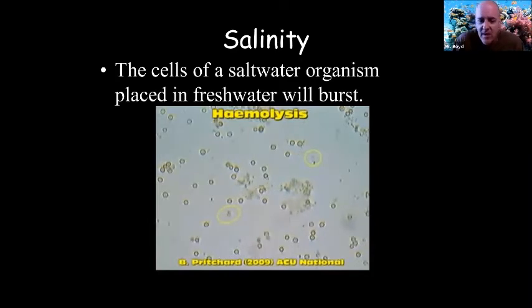Salmon live part of their life in the ocean, part of their life in the rivers. They were born in the rivers, they go back up the rivers to lay their eggs. They have to be able to switch from the fresh to the salt water. And there's others, but for the most part, if you put a clownfish from a coral reef in your freshwater tank with your minnows and your betta, it's going to die. If you put a betta in a saltwater tank, it's going to die.